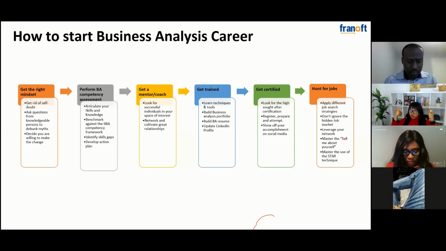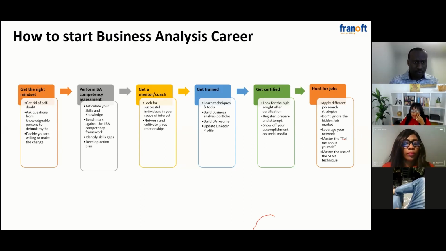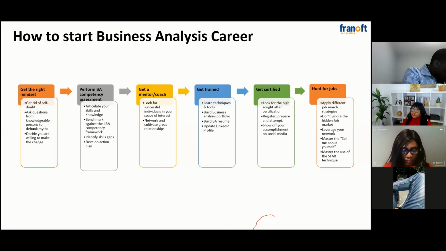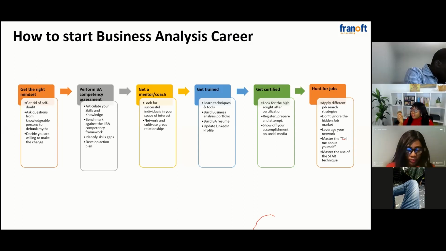So you articulate your current skills. What are your transferable skills, like Harry has mentioned? Benchmark it against the IIBA competency framework. Yeah, identify your skill gap and develop an action plan to close those gaps. And one critical action gap you can want to start running with is to get a coach or a mentor.